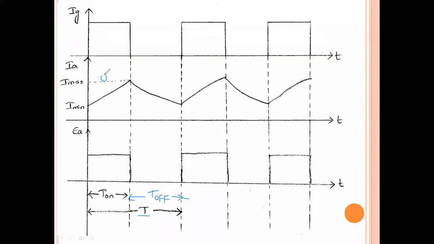When the thyristor is turned on, the DC supply is giving the current to the motor terminal. So the current will rise from the minimum value to its maximum value. At this point, we are turning off. We are keeping the thyristor turned off. That means the supply current is disconnected from the motor terminals.